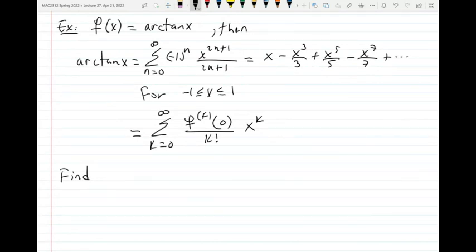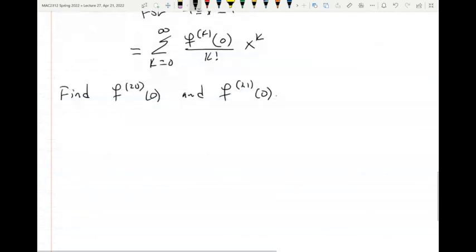So find the 20th derivative of arctangent evaluated at 0, and then find the 21st derivative of arctangent evaluated at 0. So of course, one way would be to sit there and take the derivative 20 times, but you have to do 19 quotient rules. You don't want to do that, okay? So you want to be a little bit smarter about it, but now we know this, so we can do it. So how do we do this?